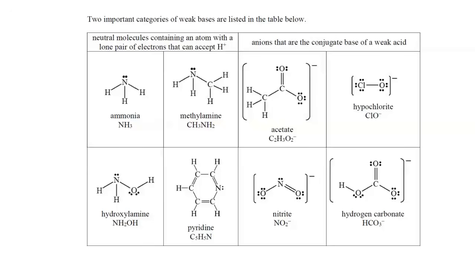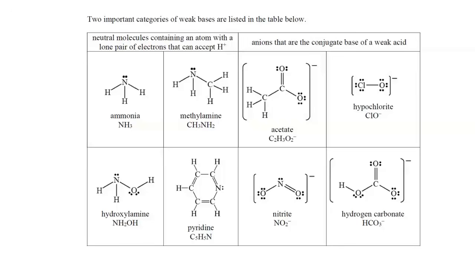Examples of neutral molecules that contain a lone pair of electrons that can accept H+ include ammonia, NH3, methylamine, CH3NH2, hydroxylamine, NH2OH, and pyridine, C5H5N. So all four of these molecules contain a nitrogen atom with a lone pair of electrons that can accept H+, and they behave as weak bases.